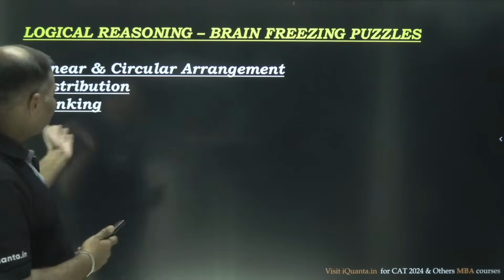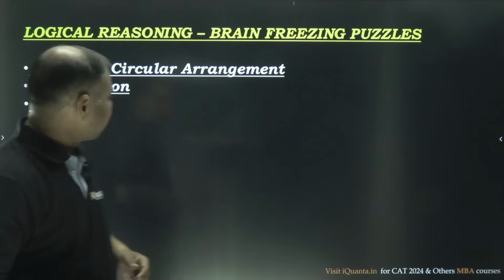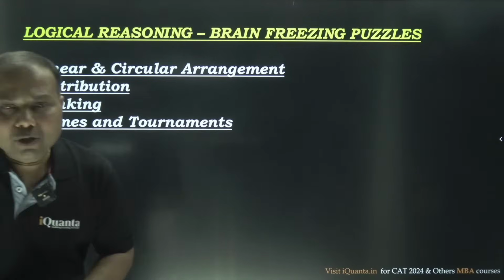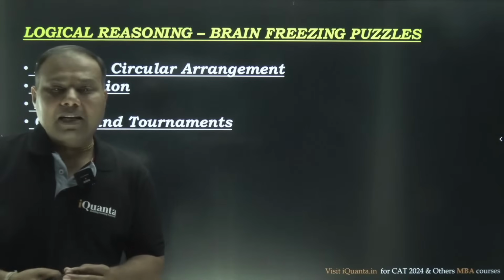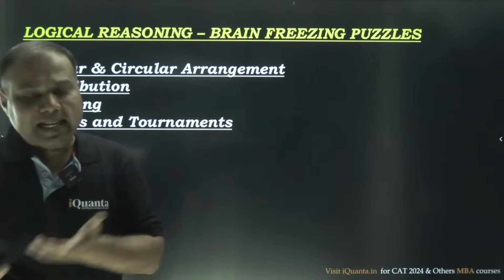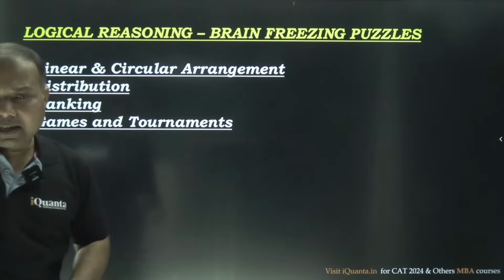So that's also part of ranking. And maybe weight, maybe age. There can be different things. So that's another variety. One variety is called games and tournaments. Games and tournaments questions, sometimes we can categorize them in LR or sometimes in DI as well. So that's also a part which involves your logical thinking, logical reasoning.